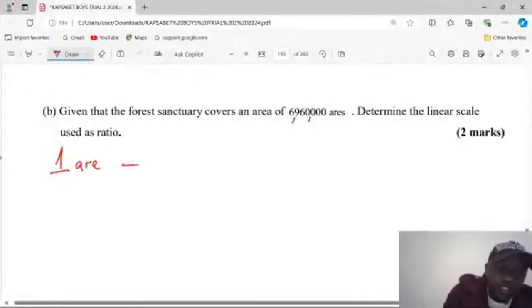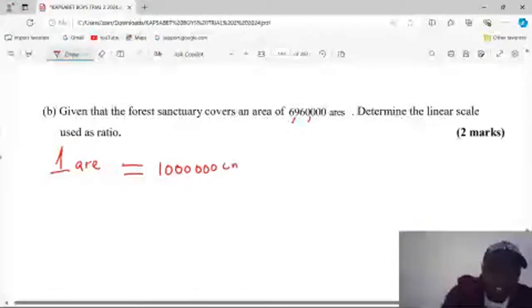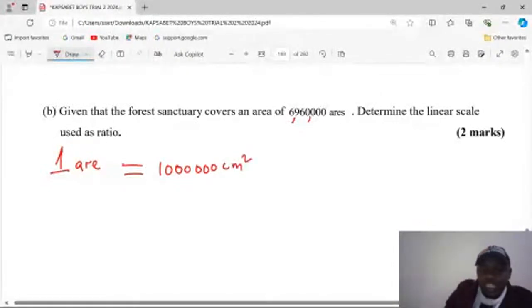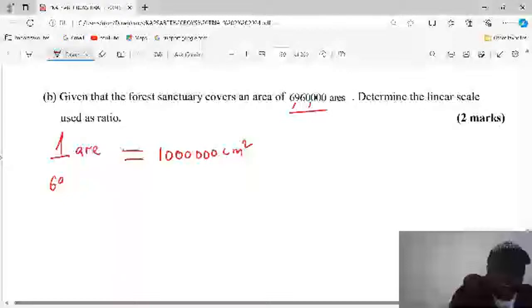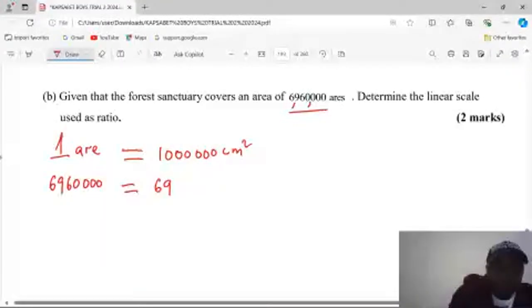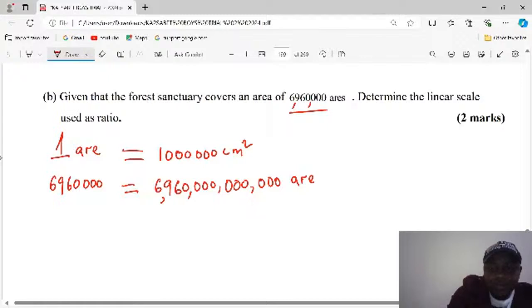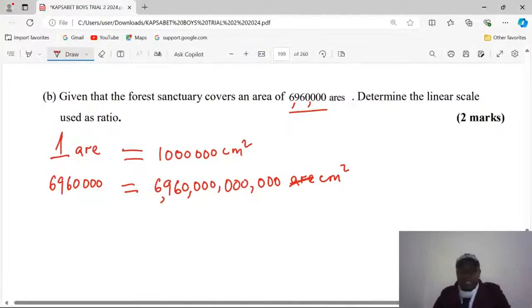1 hectare is usually equal to 1,000,000 square centimeters. And so at that point we should say that the area which has been provided here as 960,000 we multiply by 1,000,000. So we have converted the area to square centimeters.